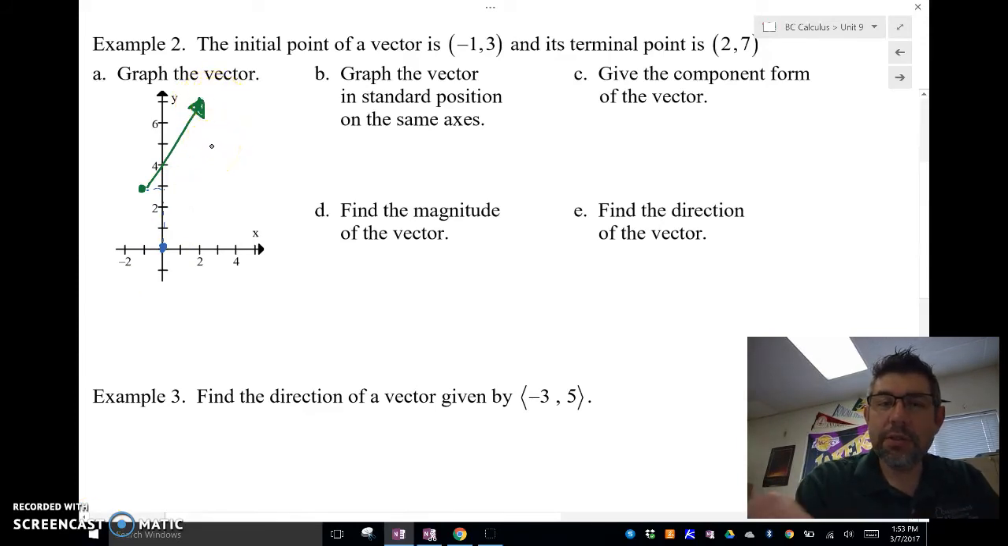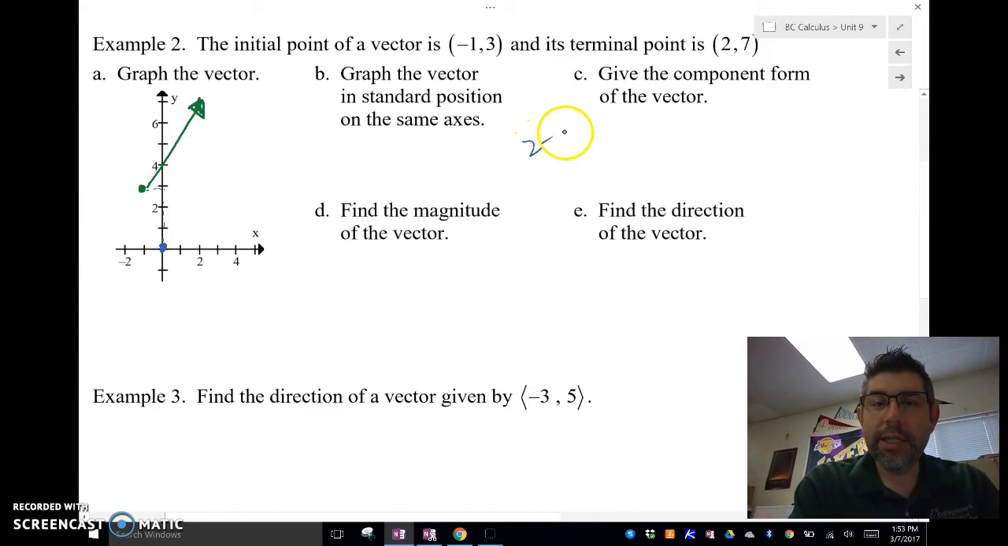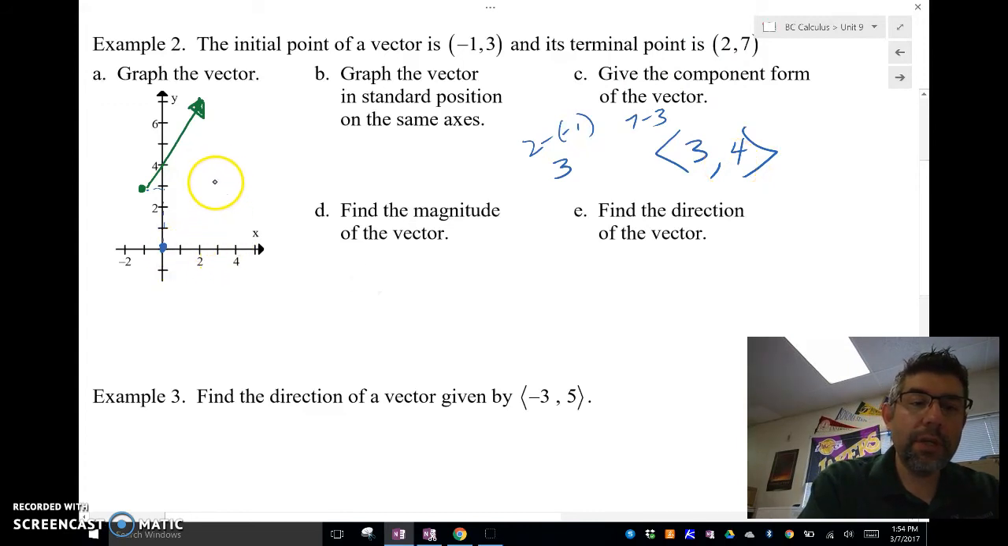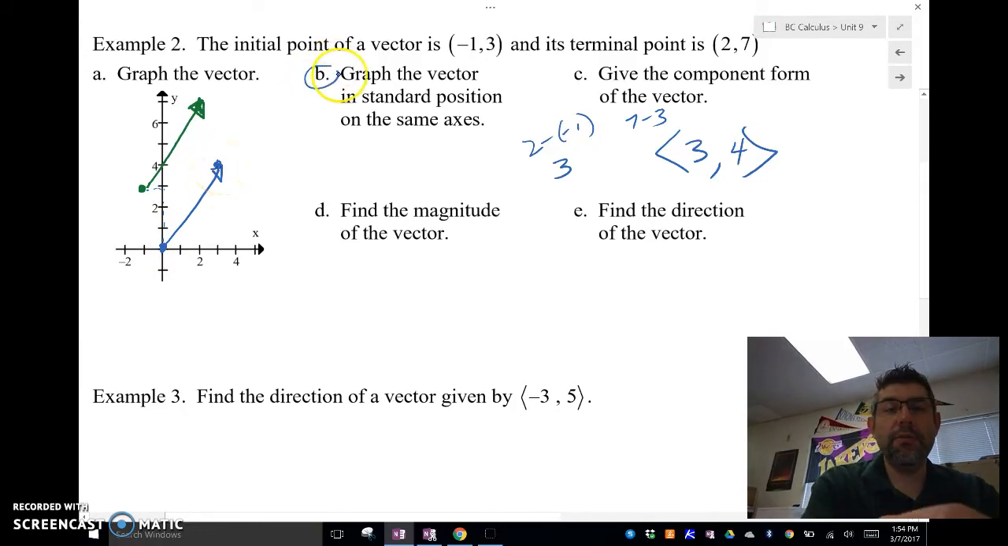Another way you can do this is to take the y's and the x's and subtract. So I can have 2 minus negative 1, which will give me my x, which is 3. I got to make it in component form anyway, so that's 3. And then I could do 7 minus 3, which is 4. And that's my component form, so I'm going to go to 3, up 4, it's right there. And that's going to be my vector in standard position, so B.